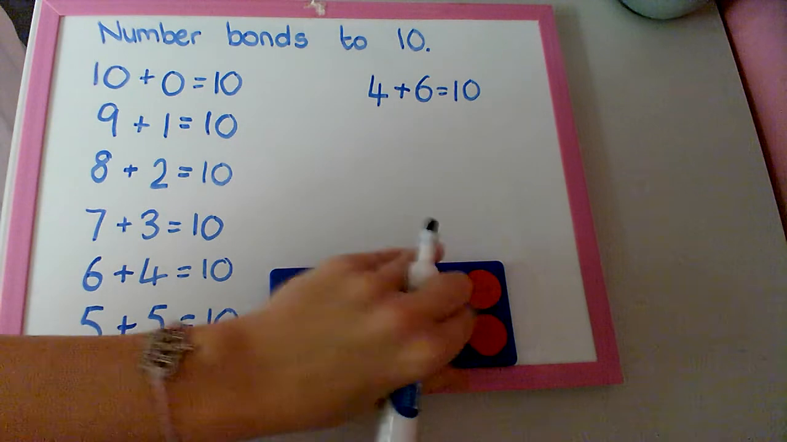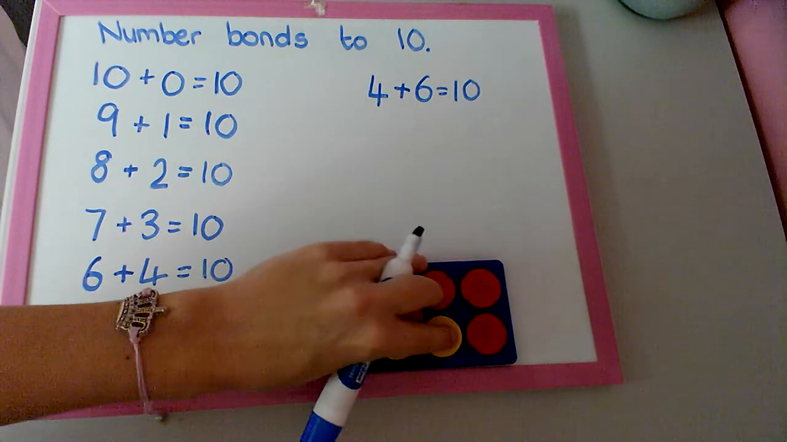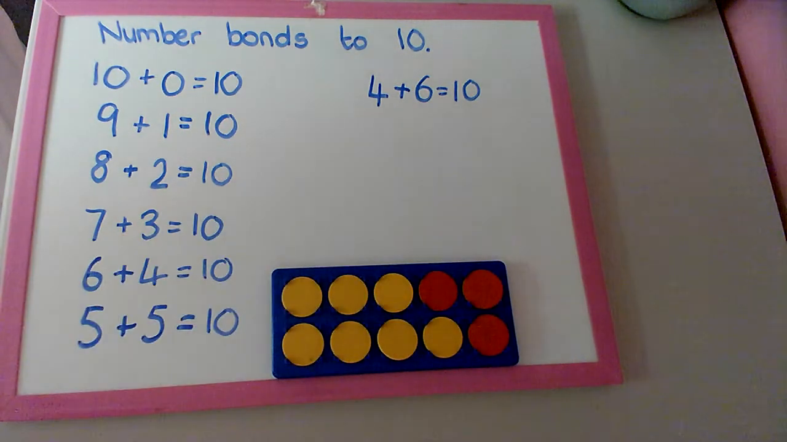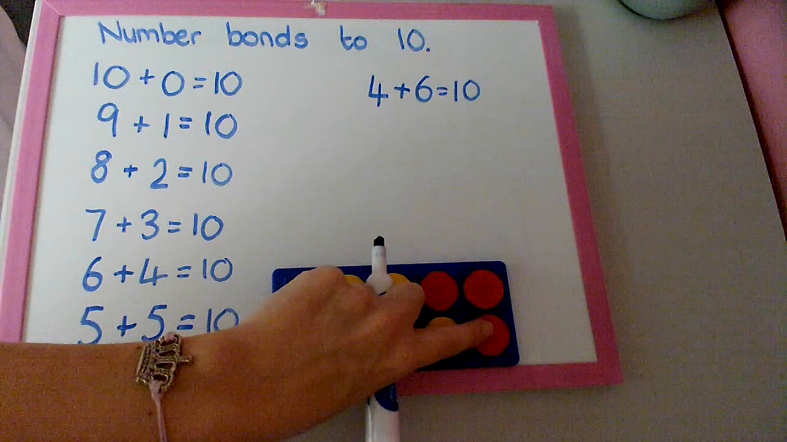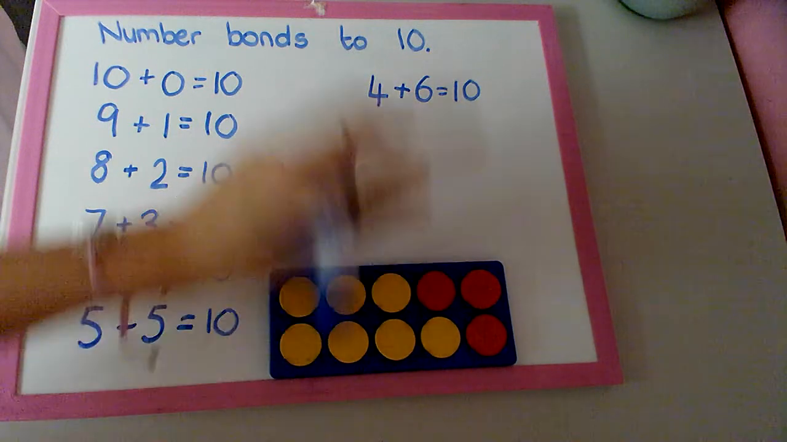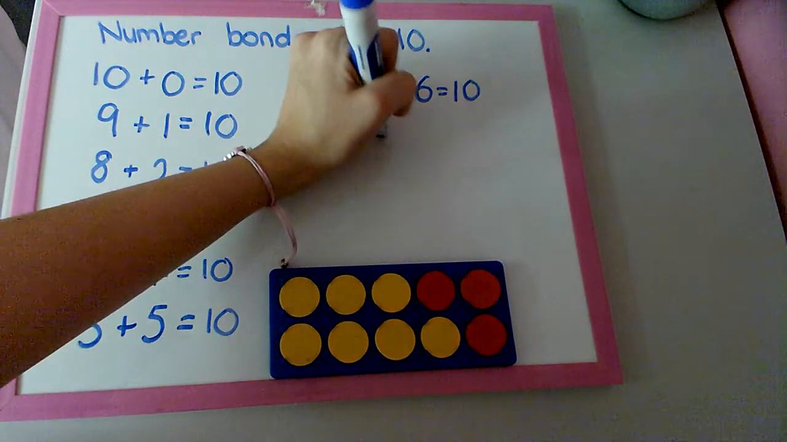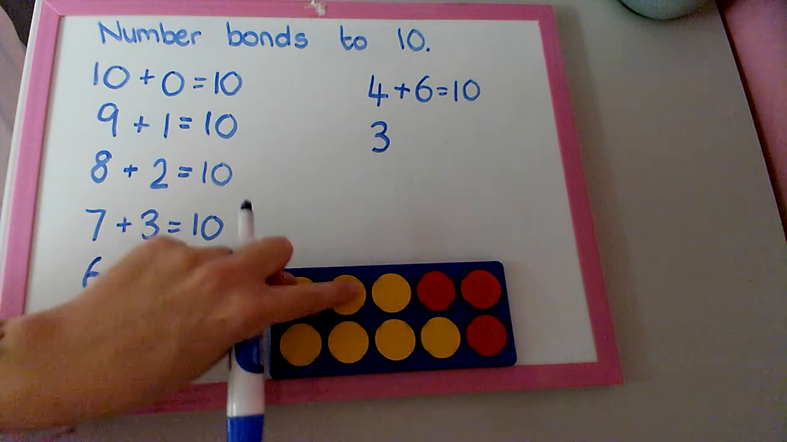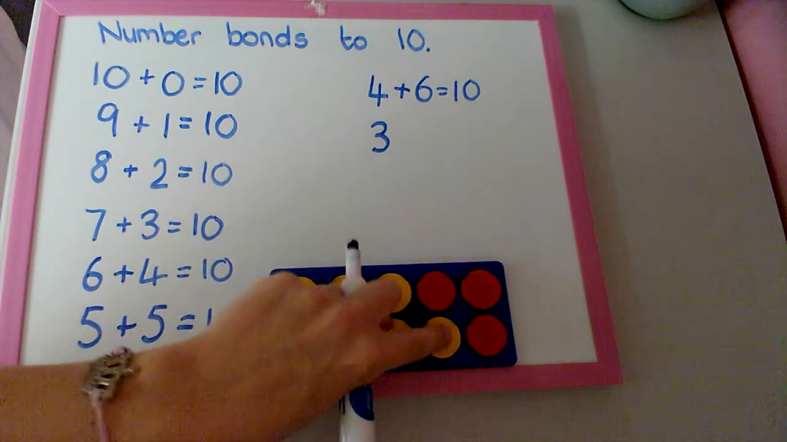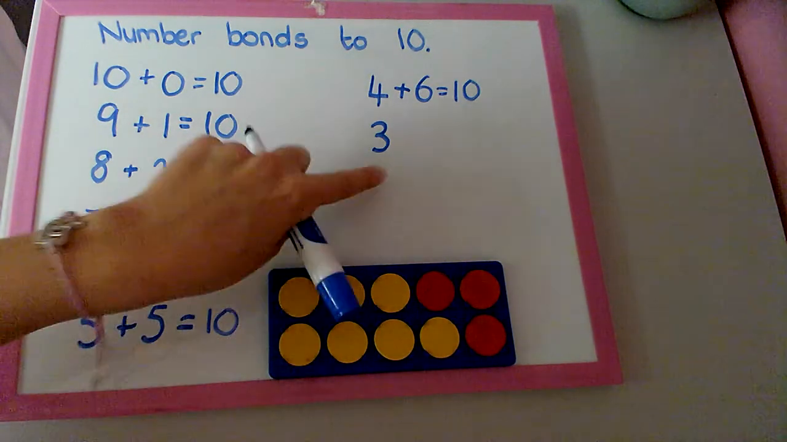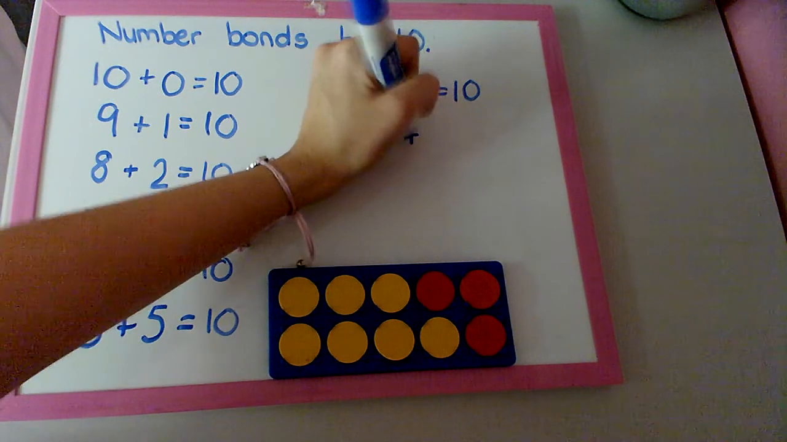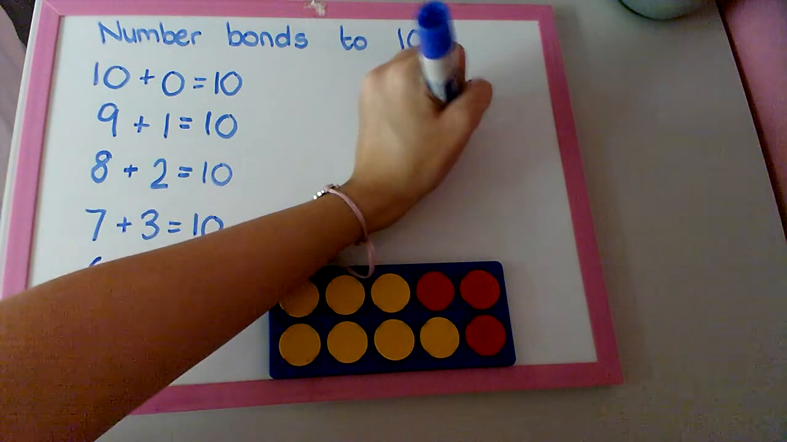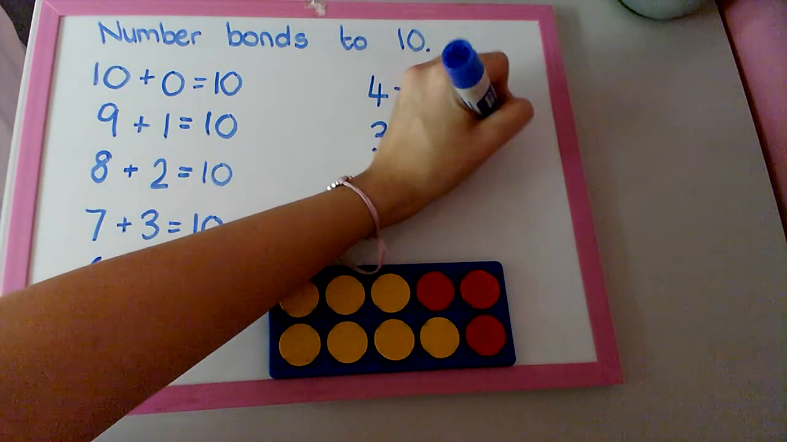Let's turn another red counter to yellow. How many red counters do I have? 1, 2, 3. And how many yellow do I have? 1, 2, 3, 4, 5, 6, 7. So 3 add 7 equals 10.